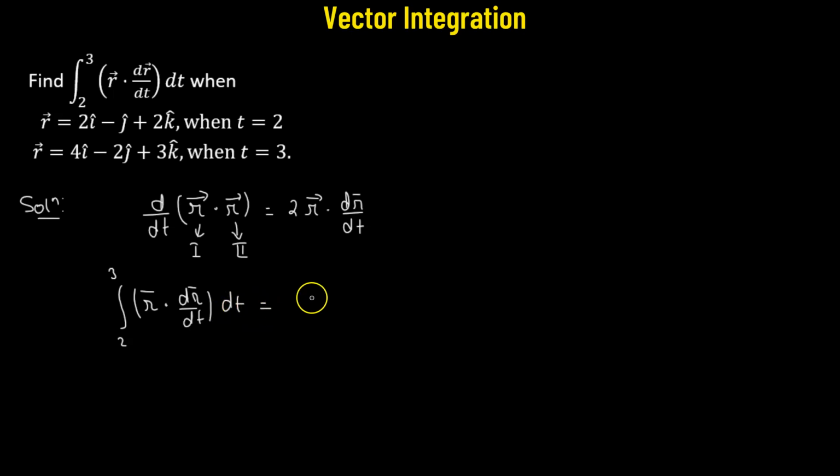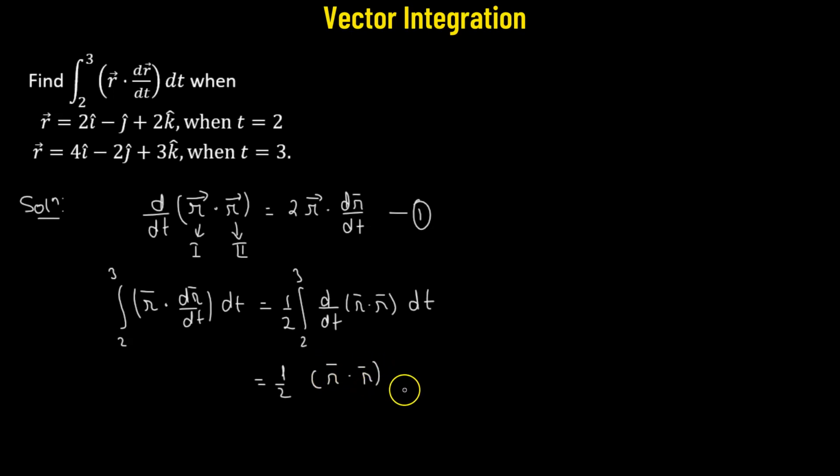So this is the same as computing integration from 2 to 3. So we'll use this particular relation that we obtained. Let's call it number 1. So this will be half multiplied to the derivative with respect to t of r vector dotted with r vector and integrated with respect to t. So we multiply with dt. So this reduces to half r vector dotted to r vector with limits going from 2 to 3.